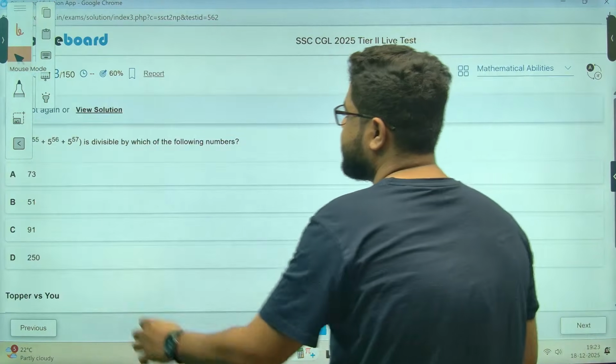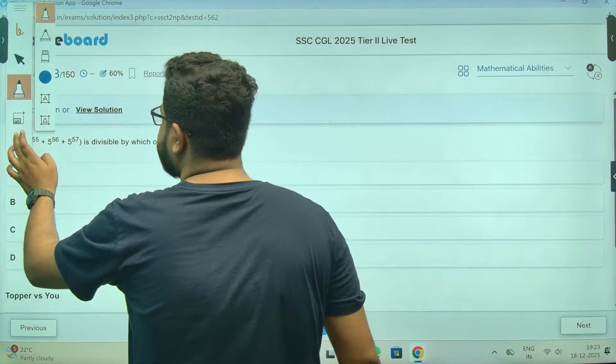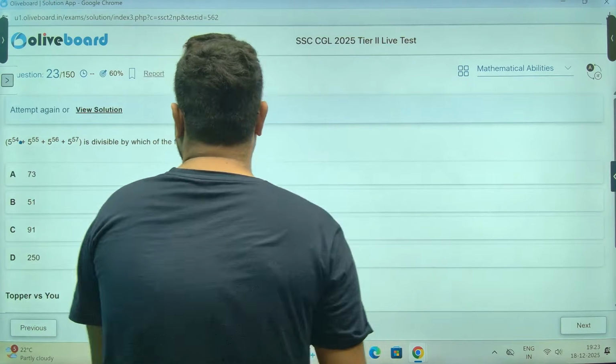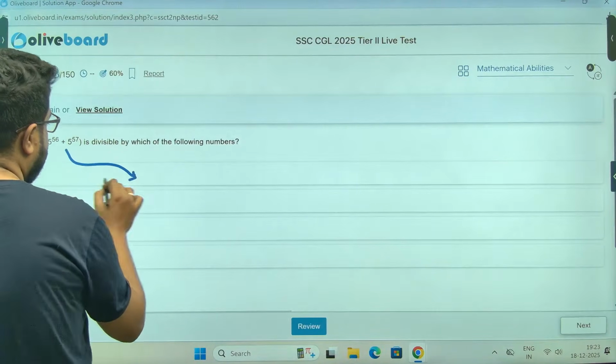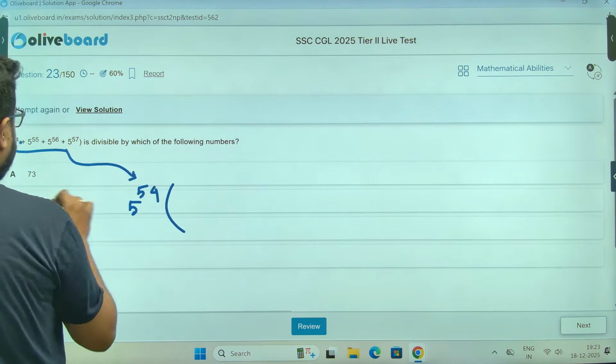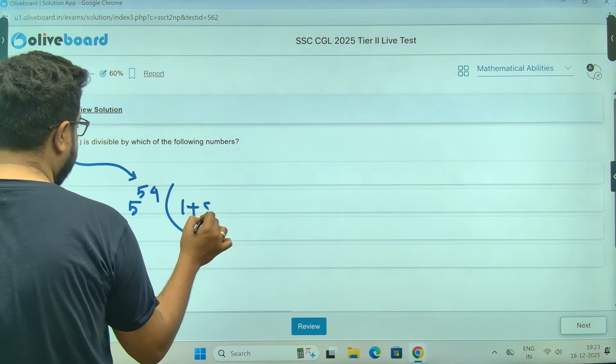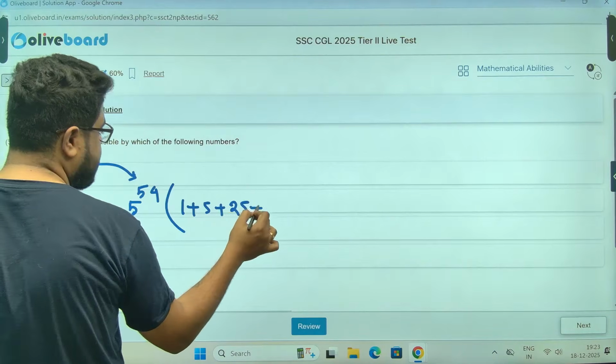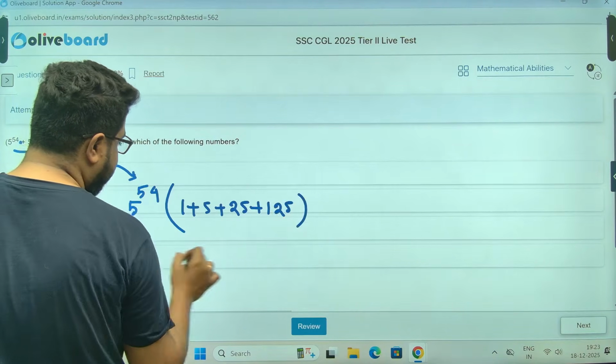Next question, please. Let's move to the next question, sir. Take whatever you can take common. 5 to the power 54 I can take common. So 1 plus 5 plus 5 squared is 25 plus 125. That is 156.